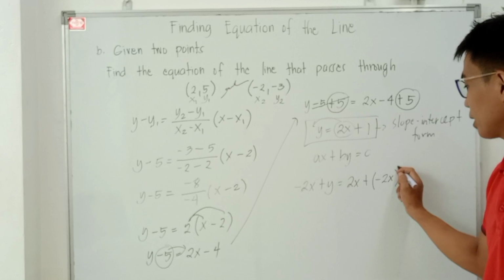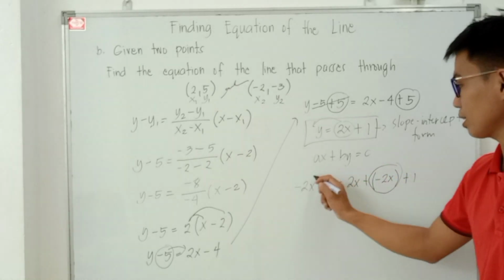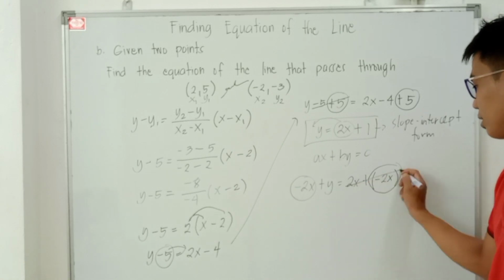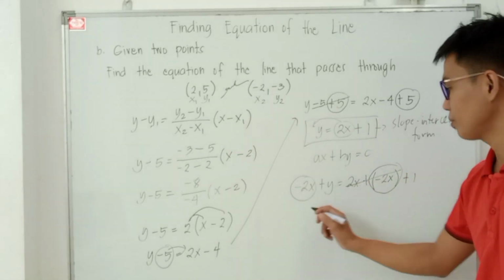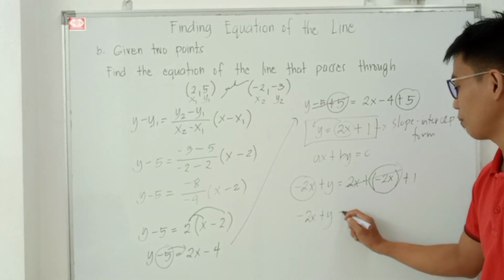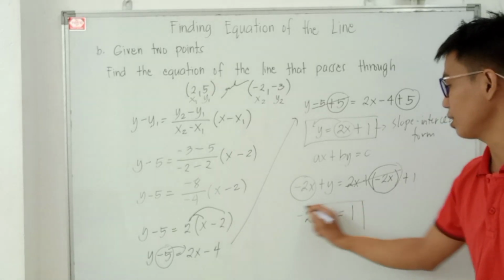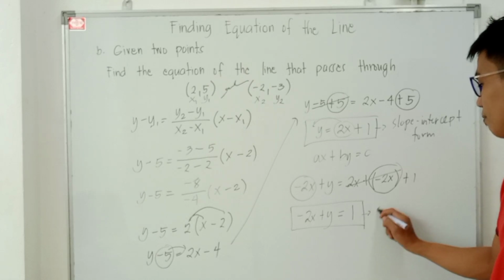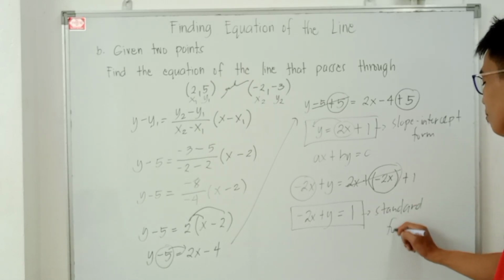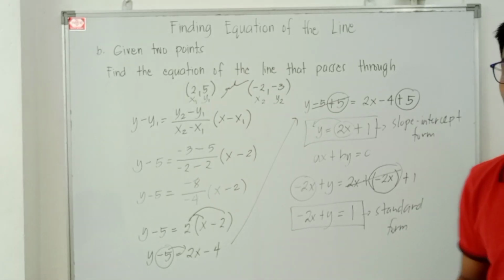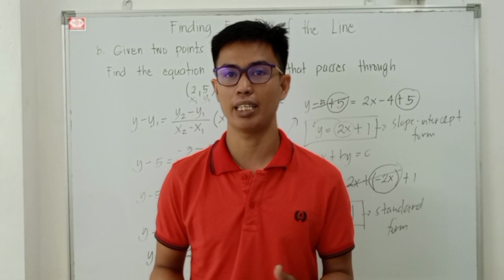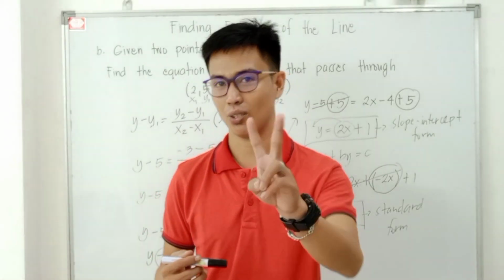So, yung negative 2x natin, meron tayo dito sa isang side, meron din tayo dito sa isang side. So, matatanggal na to since ang answer niyan is 0. So, negative 2x plus y equals 1. And this is the standard form. And that is how you find or determine the equation of the line kapag ang given ay 2 points.